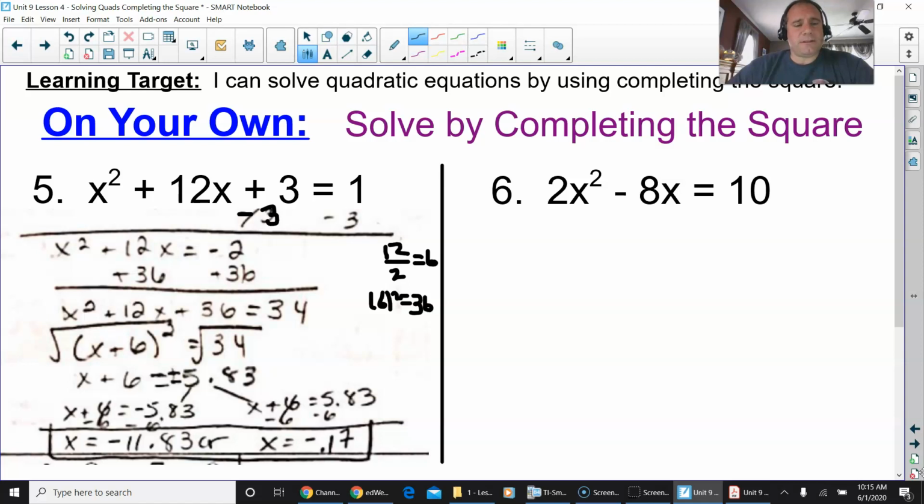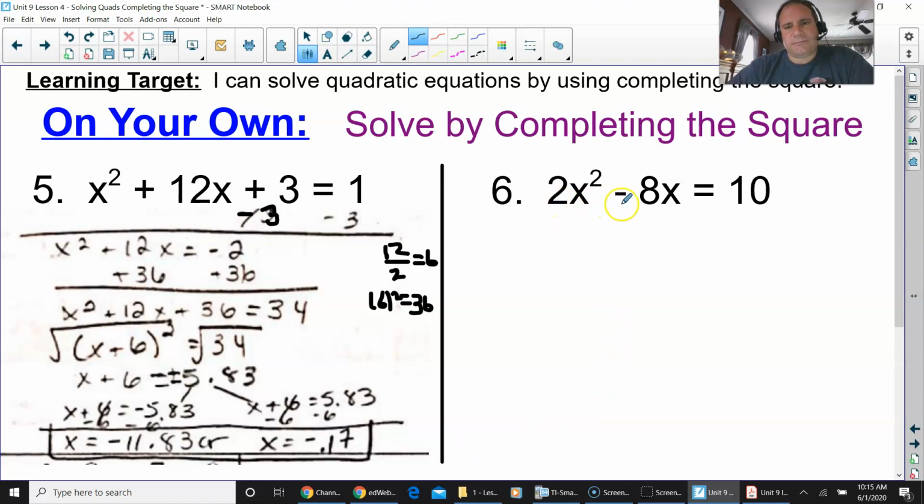When you factor x squared plus 12x plus 36, you get x plus 6 times x plus 6 equals 34. That is squared. You square root both sides and you get x plus 6 equals, you take the square root of 34 in your calculator, you get negative 5.83 and positive 5.83. You solve both sides and you have one root as negative 11.83 and one root as negative 0.17.